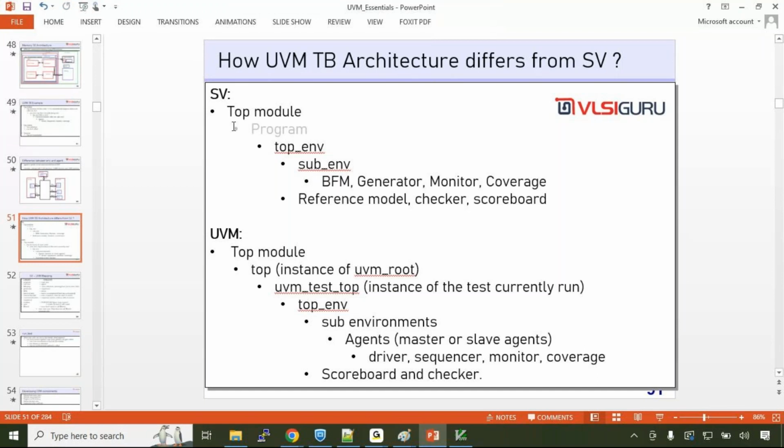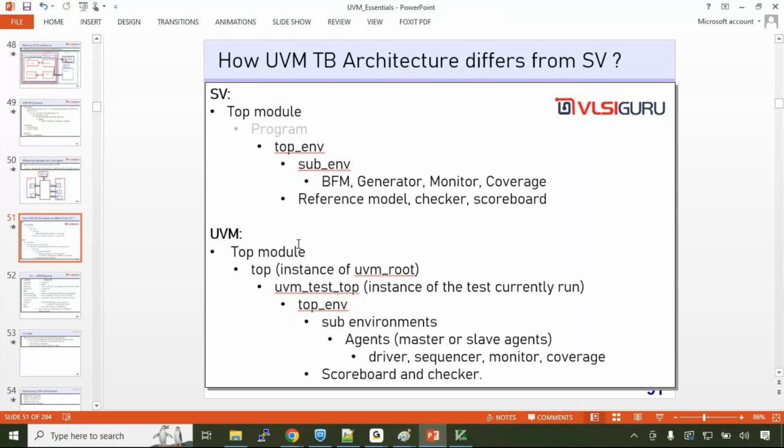In SV, the test bench architecture starts with the top module. Below the top module, you sometimes have a program. Below the program, you have the top environment. Below the top environment, you have sub environments, and there you have generator, BFM, generator, monitor, coverage. And below the top environment itself, you have the reference model, checker and scoreboard.